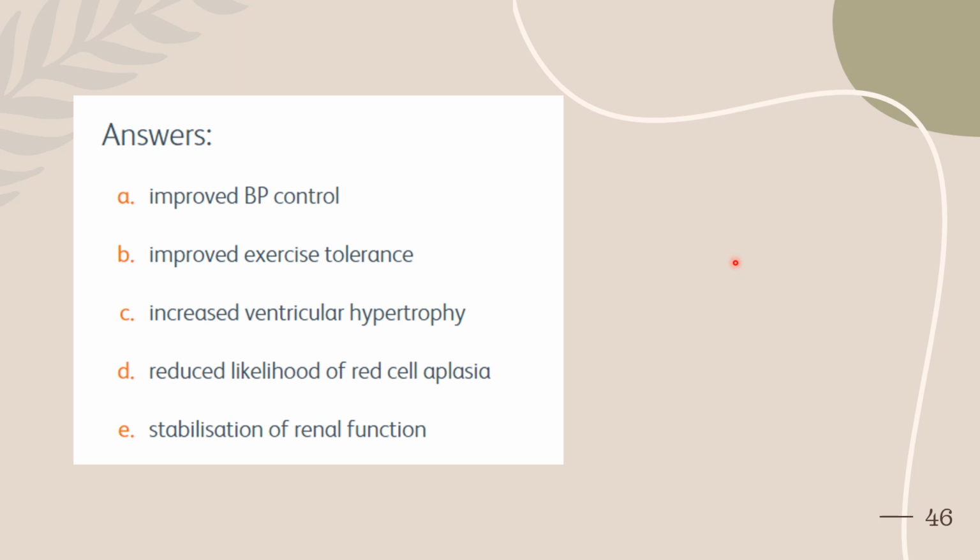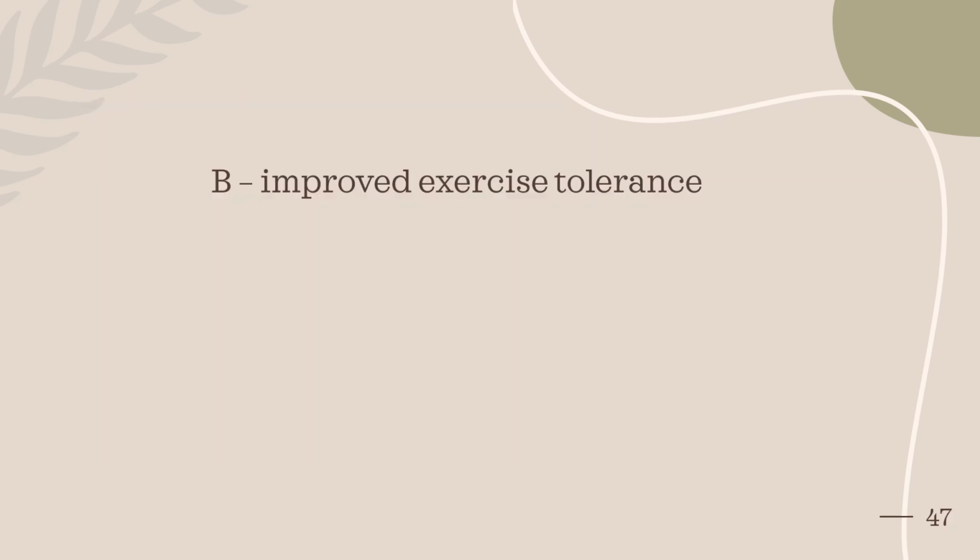Improved exercise tolerance. Yes, erythropoietin can help in managing the anemia and then improving their exercise tolerance. Increased ventricular hypertrophy? No, not much benefit. Reduced likelihood of red cell aplasia? No. Once you're giving erythropoietin, our body can produce antibodies against the erythropoietin, and there can be pure red cell aplasia, which is one of the side effects of erythropoietin therapy. So there is actually increased likelihood of red cell aplasia. So that option is wrong. Stabilization of renal function, not much. So the answer is improved exercise tolerance.